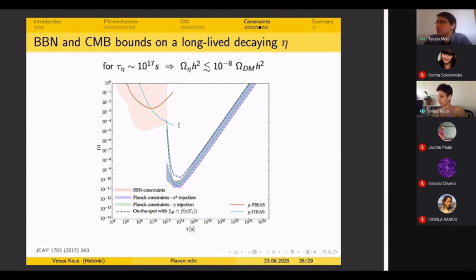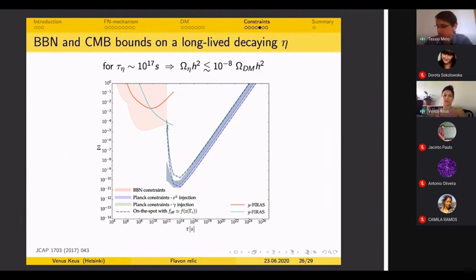Usually with the BBN, you also get a bound on the number of degrees of freedom that you could introduce to the model, but this is a scalar. The error on the degrees of freedom that you're still allowed to introduce into the BBN is like one point something, and a scalar, one degree of freedom, is fine. But it's the fact that it's decaying into Standard Model particles that's causing the trouble.